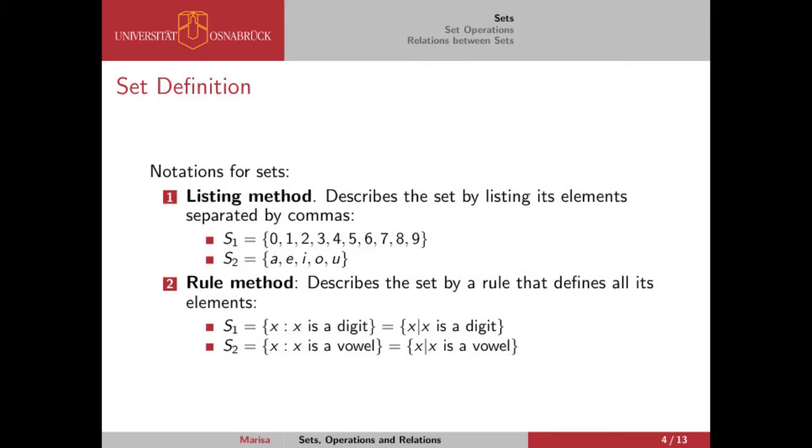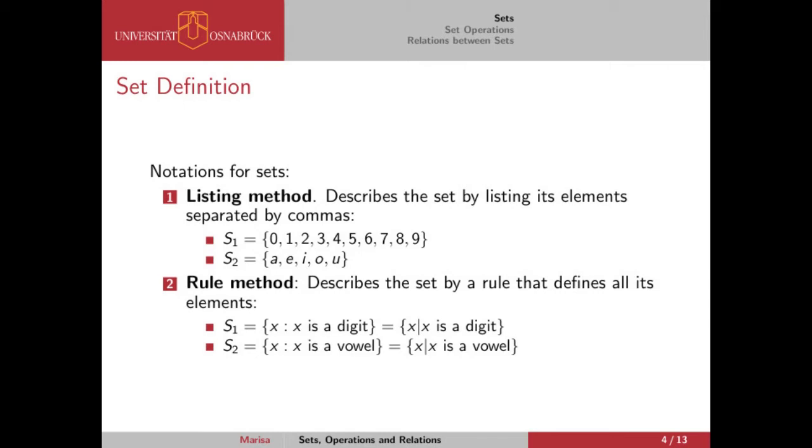S1 describes the set of all digits, so you write the digits separated with commas inside the curly parentheses. Here you should remember that the order of the digits is not important, as we've learned before. Writing them in a different order would still describe the exact same set. The second example, set S2, has the English vowels as its elements. This is a very basic and intuitive way of how to write sets.